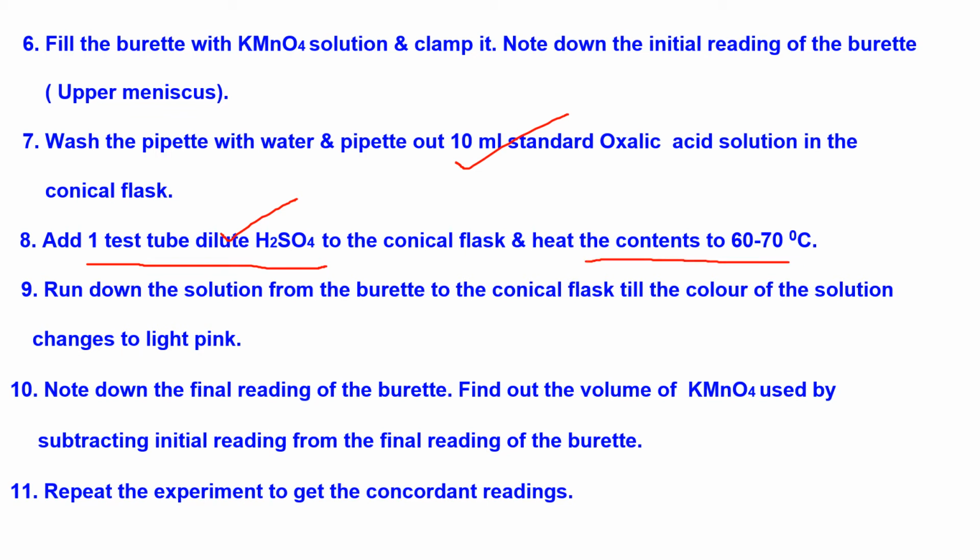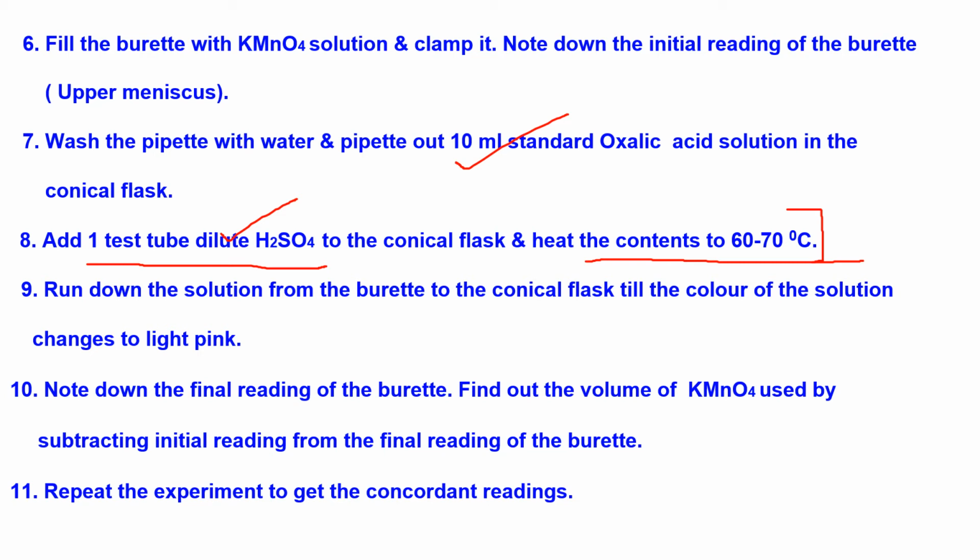Heat the contents. Once you take in the conical flask 10 ml of standard oxalic acid and sulfuric acid, you have to heat it to 60 to 70 degrees roughly, because this reaction of oxalic acid and KMnO4 solution does not take place at room temperature. You need a higher temperature. So this is another difference. In case of Mohr salt, we did not heat before titration. Here we have to heat it.